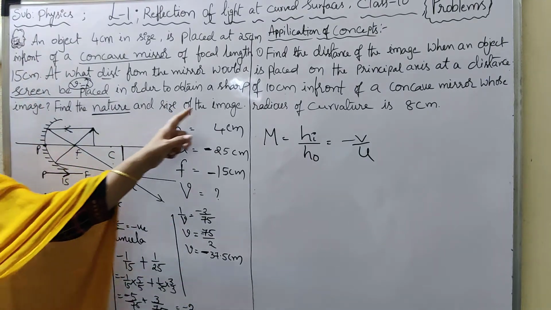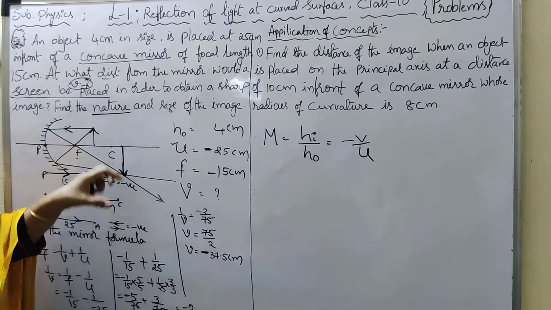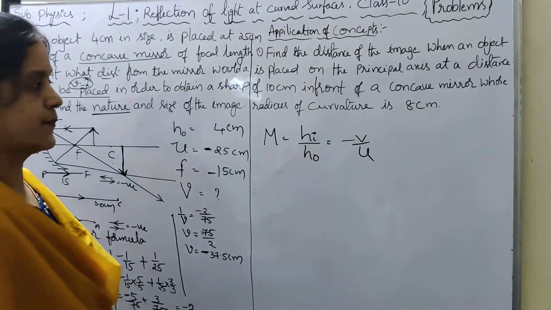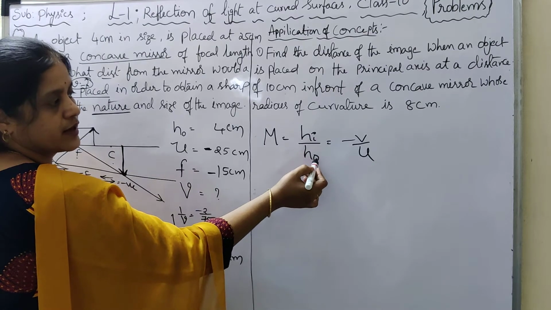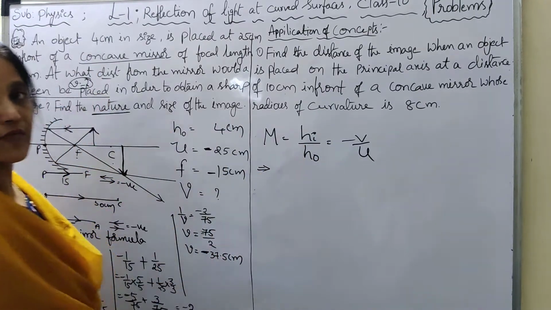Then find the size of the image. So what is the size? We don't know what the height of this is. To find that out, we have to follow the magnification. Magnification is equal to height of the image by height of the object is equal to minus V by U. In that magnification, you have the formula, height of the image by height of the object is equal to minus V by U. So now substitute the values.